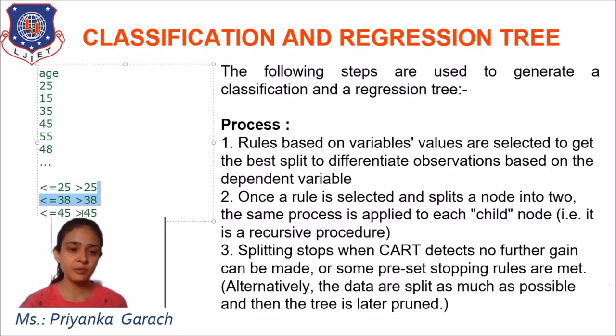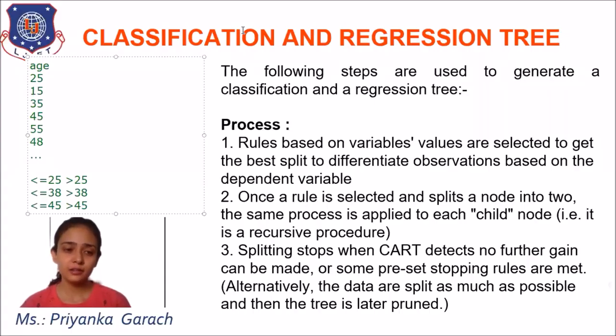So how should I split, in which categories should I split, whether in this way or in this way? Which is the best selection for the tree that I have developed using my CART algorithm? How to decide such things, we can decide with the help of the Gini index and the entropy measures. The second step is, once a rule is created and splits a node into two, the same process is applied to the child node.